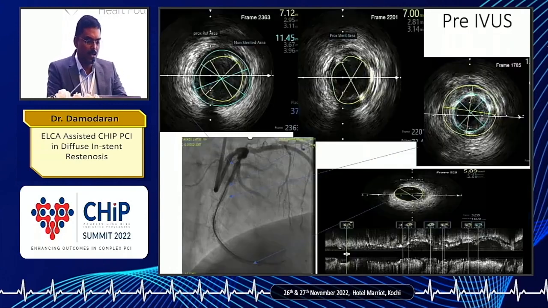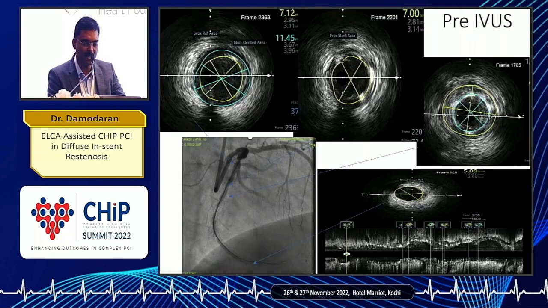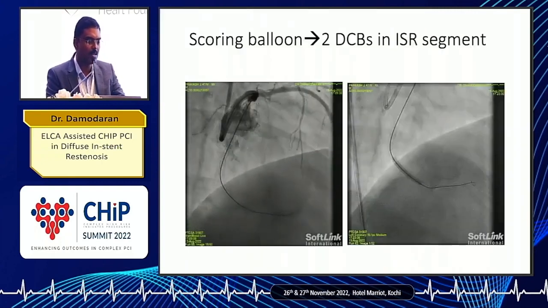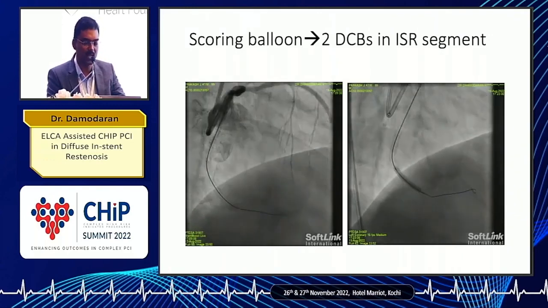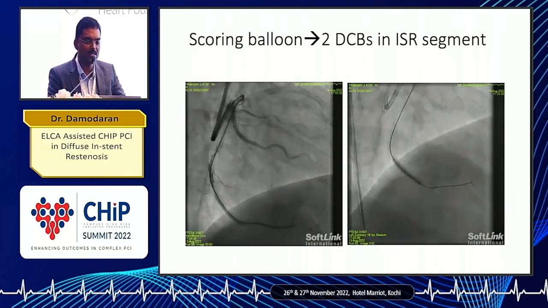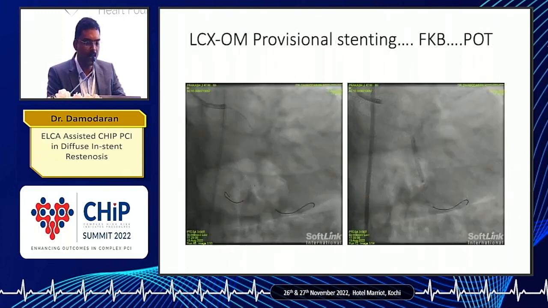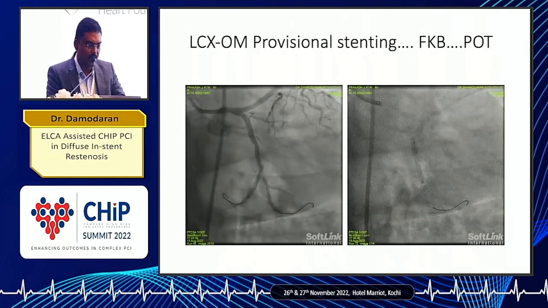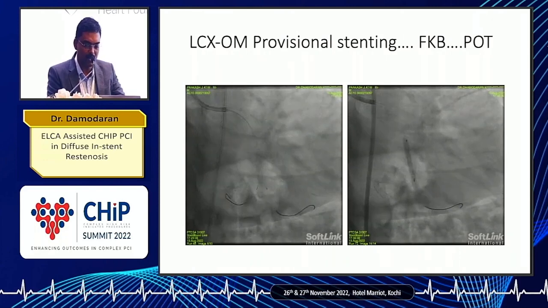Coming to our case, the patient has an under-expanded stent here and a lot of neoatherosclerosis. Then we did a scoring balloon. As per the ISAR-DESIRE 2 trial, the scoring balloon followed by a DCB is better than a plain NC balloon followed by DCB. So we did 2 drug-coated balloons there. And then we did provisional stenting of the OM, the final kissing balloon, and the final result is like this.